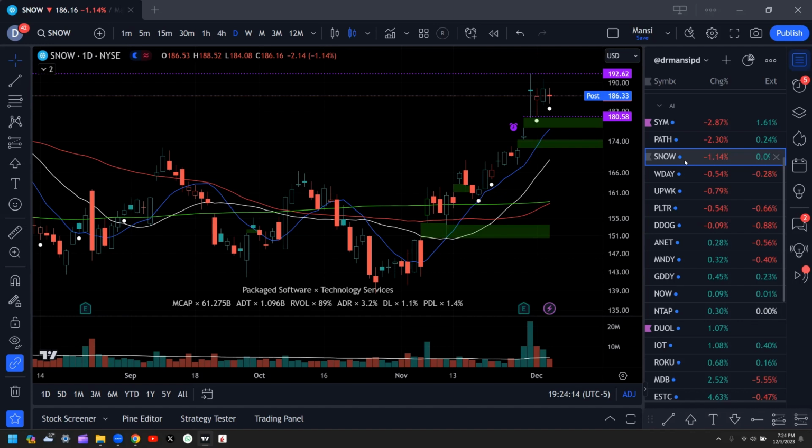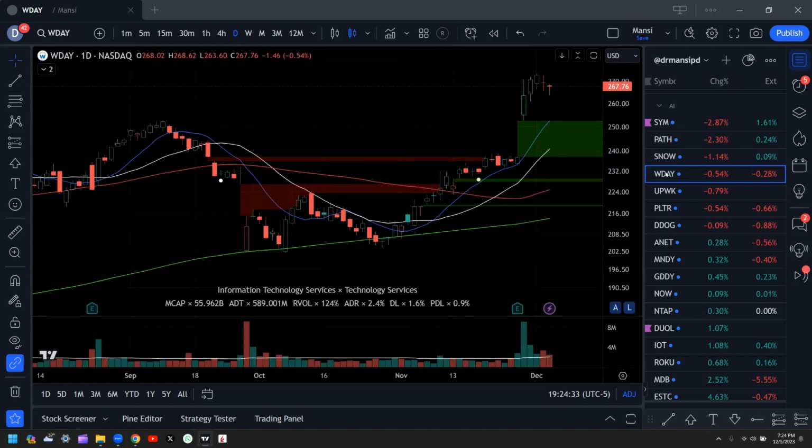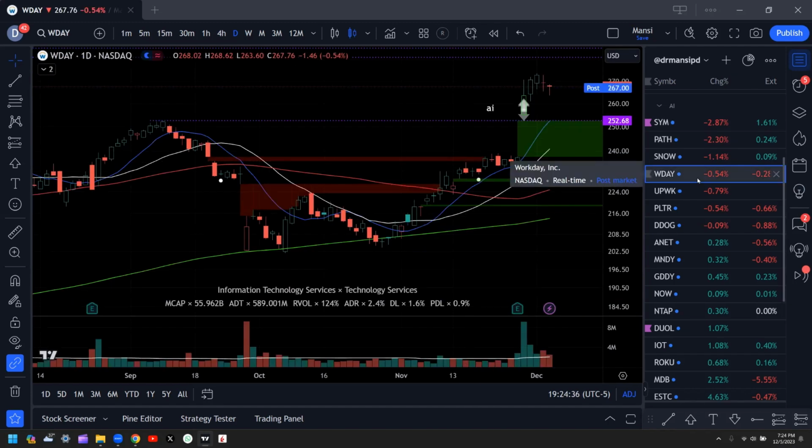Snow as well, really constructive, but a bit too overbought. I generally look for one of the moving averages to catch up. I don't like to buy these stocks somewhere in the air. So the minimum I want is a 10 MA to catch up. So while these may be actionable and you might take them, it's just not a setup that I'm comfortable taking. So I will pass.